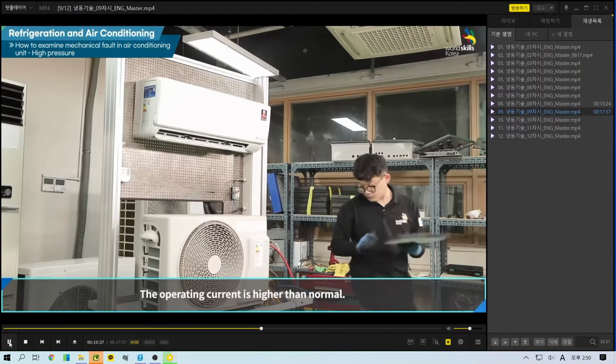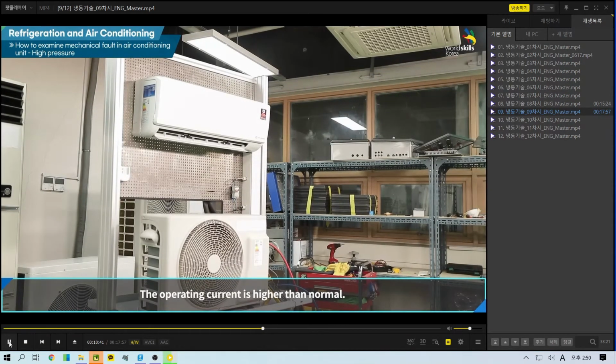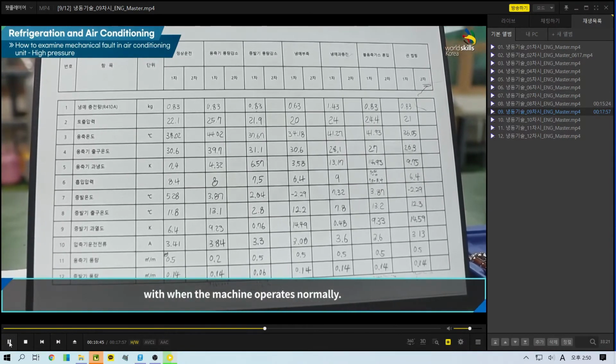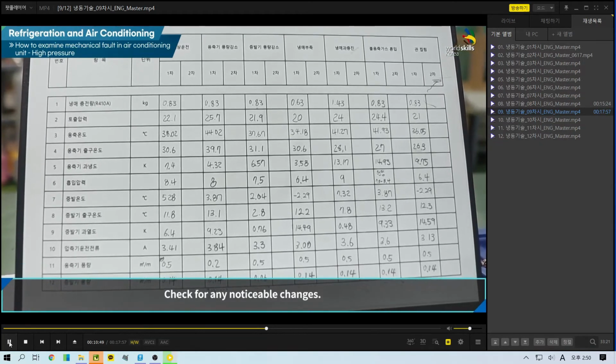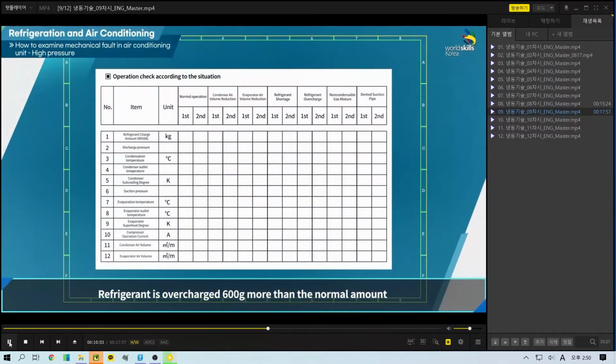The operating current is higher than normal. Let's compare the data of when refrigerant is overcharged with when the machine operates normally. Check for any noticeable changes. Refrigerant is overcharged 600 grams more than the normal amount.